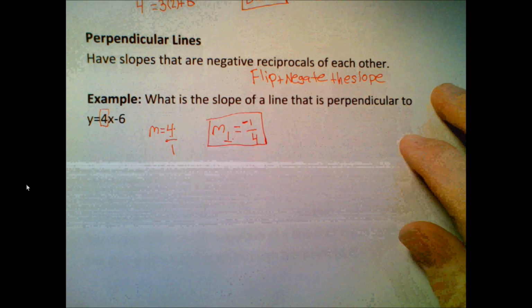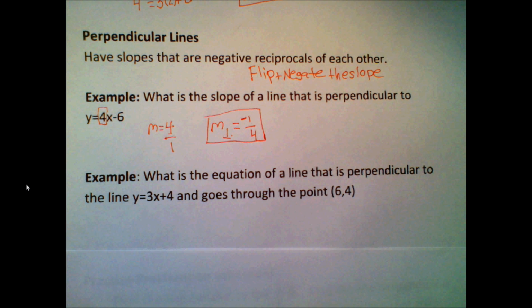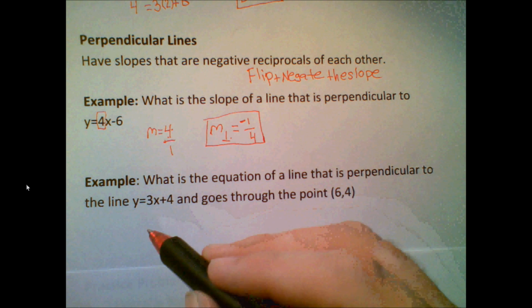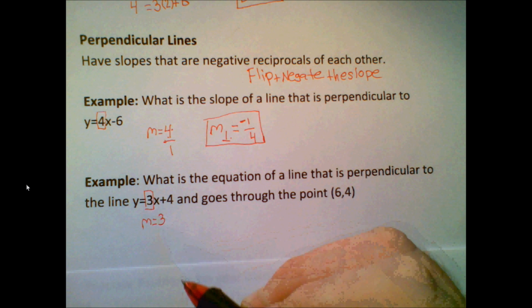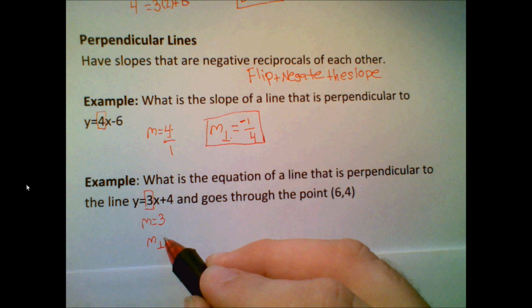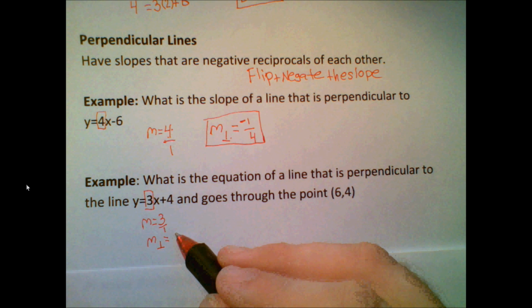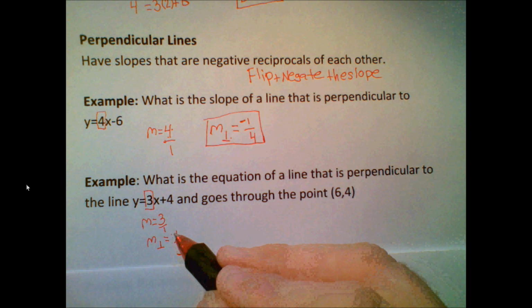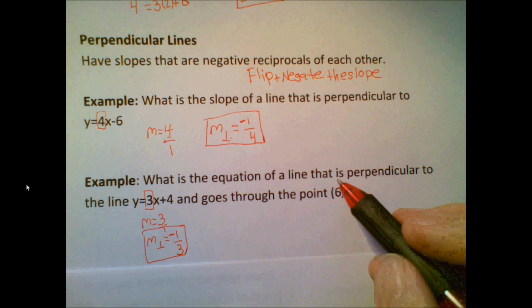Let's take a look at an example of finding the equation. What is the equation of a line that is perpendicular to the line y equals 3x plus 4 and goes through the point (6, 4)? First thing we do, what is the slope of the original line? It's 3. So the slope of the perpendicular line, the one we're looking for, you flip. This is 3 over 1, so it's 1 over 3. And negate. Since it's positive, this is negative. This is our slope of the perpendicular. We already have this point here.